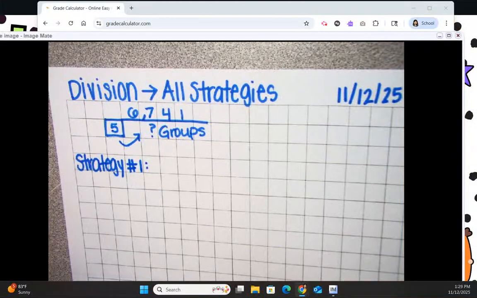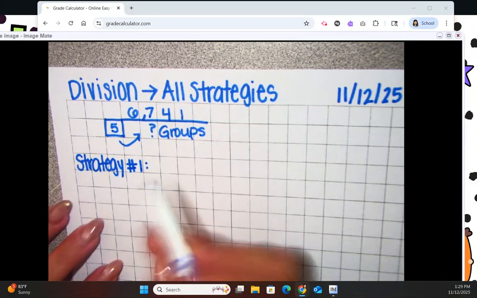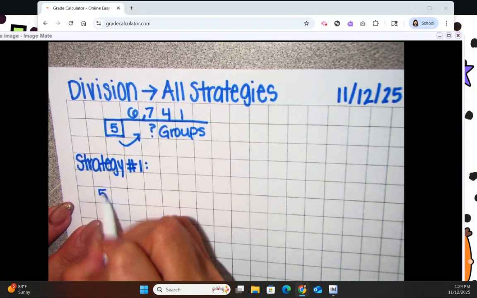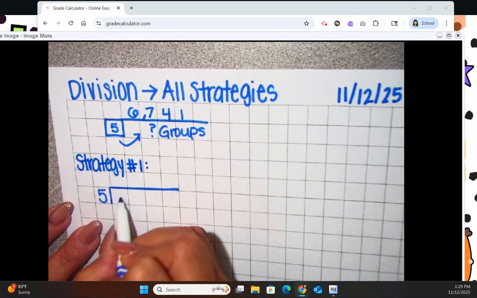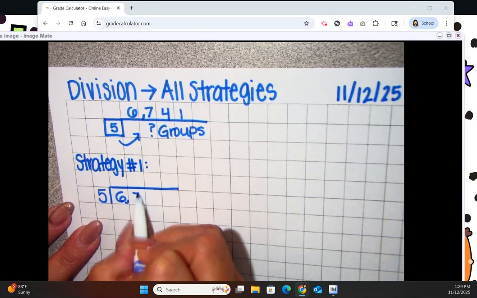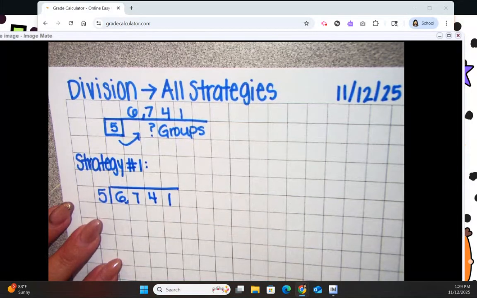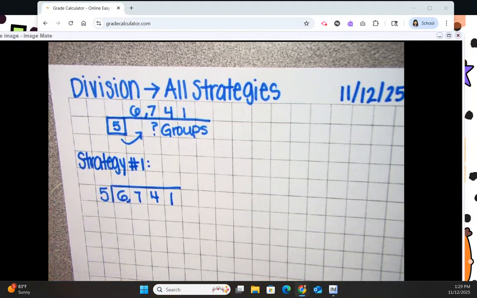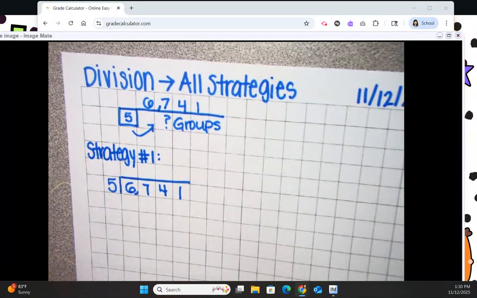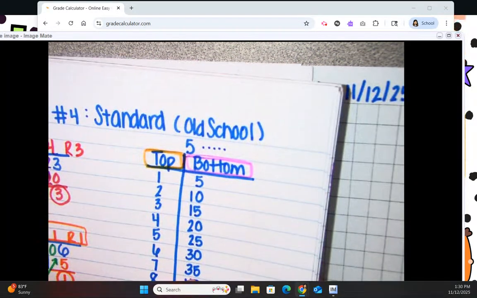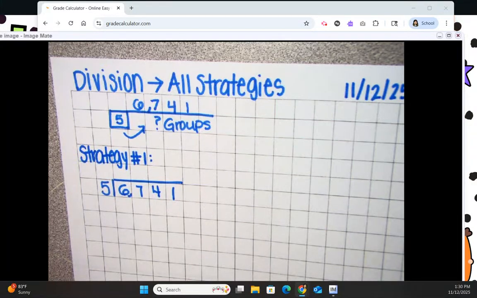Using sticks, right? Because remember, we went from the concrete that you can touch to the abstract. So we're going to pretend that we went way back in time, and this is 6,741. Now we're not going to rewrite our multiples of 5 because you already glued those into your notebook. But if this was a completely new divisor, a new group that we needed to make, you would be writing this again. But we're not going to do that now because we're saving time.